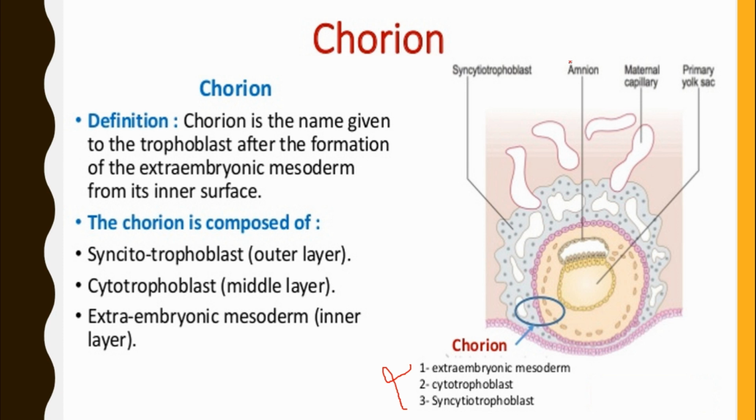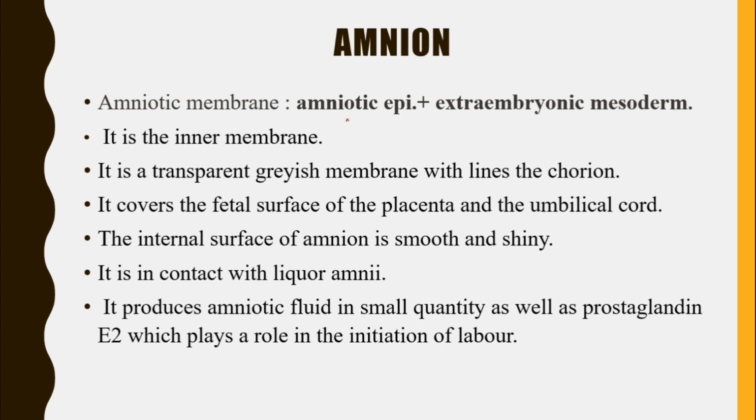Amnion is the inner layer. Okay, this is syncytiotrophoblast. This is primary yolk sac. This is about the chorion. Now we are going to see the amnion. Amniotic membrane is made up of amniotic epithelium and extraembryonic mesoderm. So amniotic epithelium is a form of stem cell.